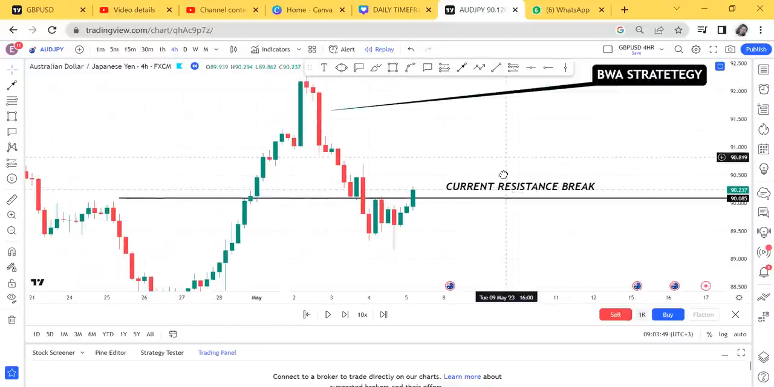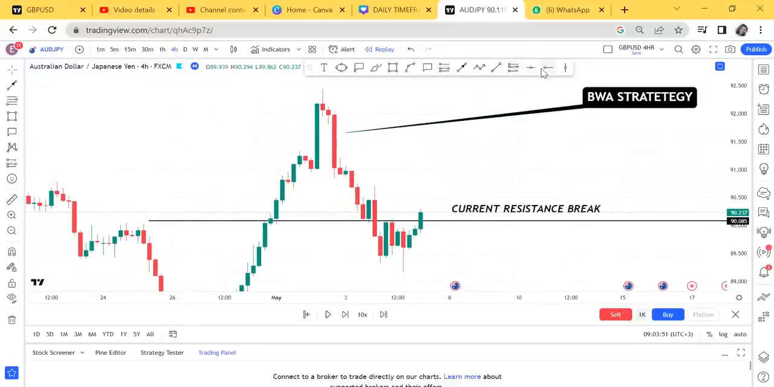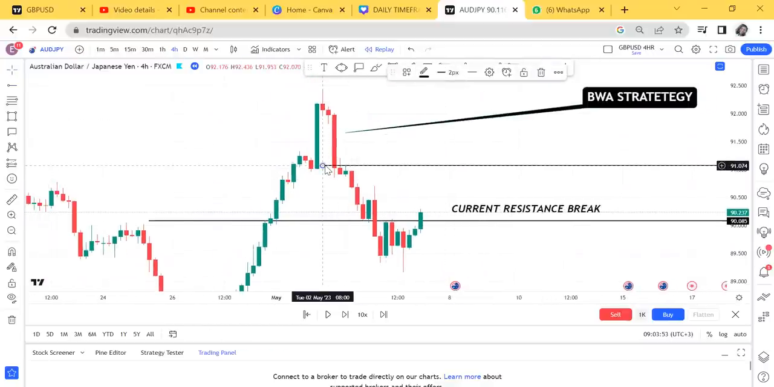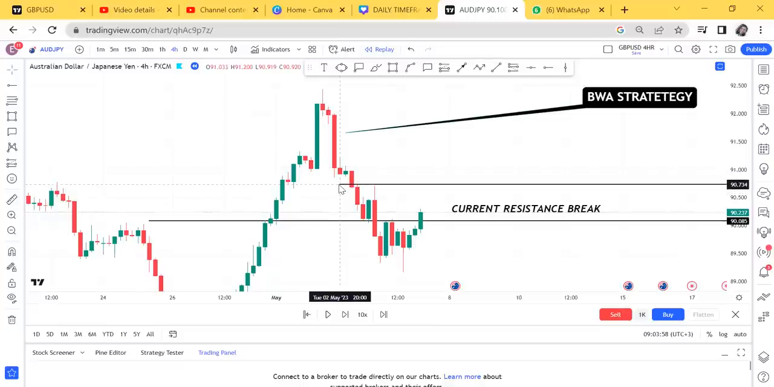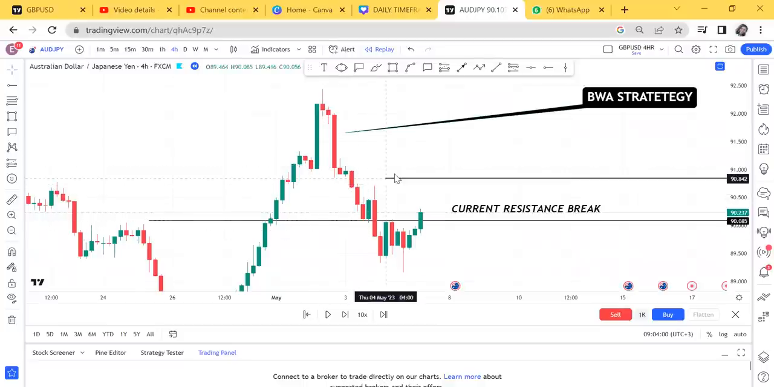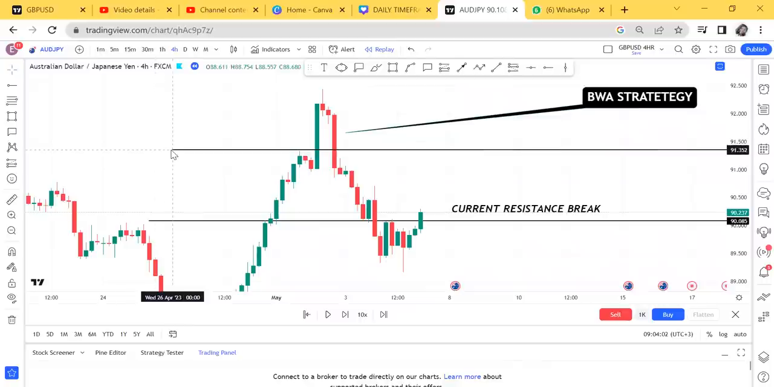Finally, after how many attempts? After two attempts. First attempt was there, buyers never broke current resistance. Then they came here, never broke. The third resistance is where buyers are breaking. Remember where the market was. This is where the market broke.